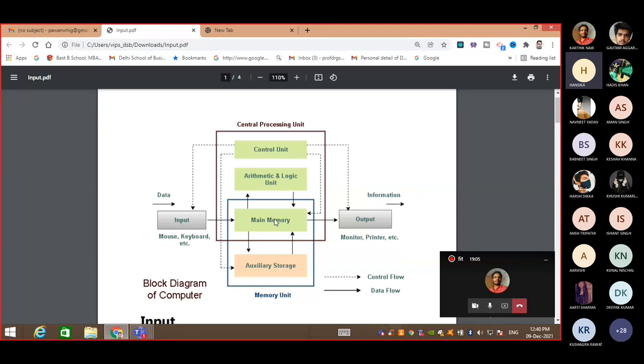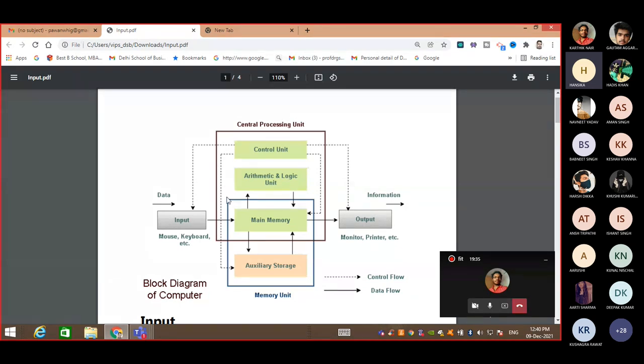Now, what is the control unit doing? What is the function of the control unit? The control unit, obviously, as the name suggests, controls the flow of information or flow of data from input to output. So the control unit is responsible for the flow of information or controlling the information.